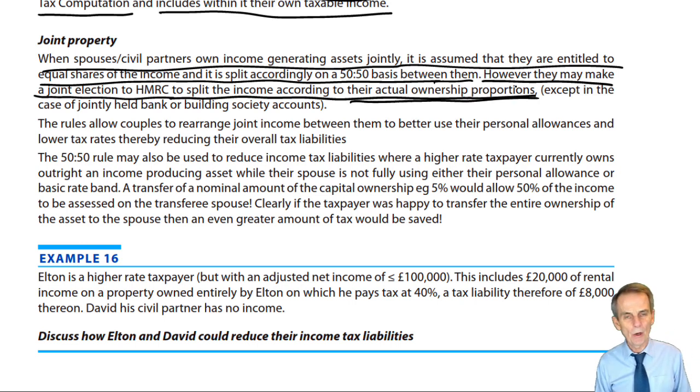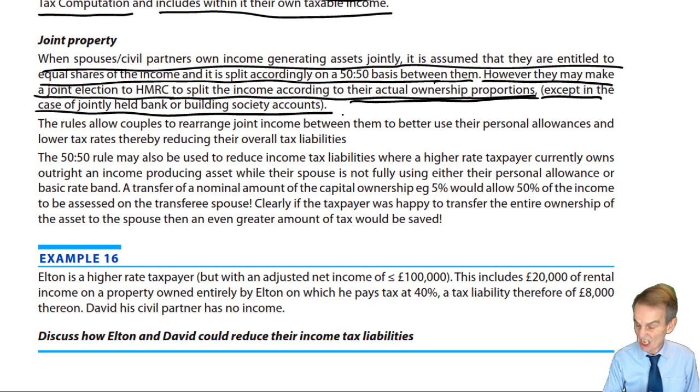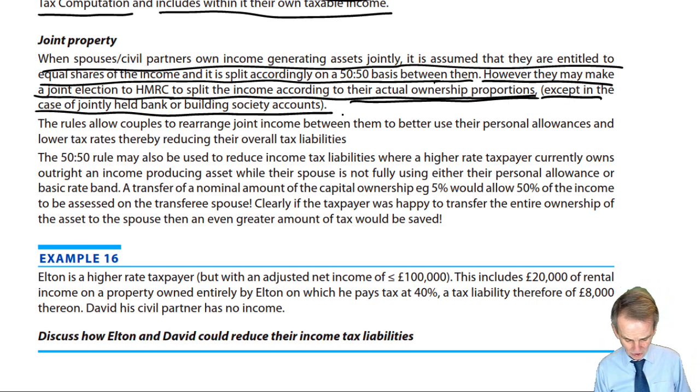Now, we're not talking about an election that allows the spouses to split that income assessment any way they like between them. That is not the case. If we move away from the 50-50 rule, the election is to go for actual ownership. If we're talking about actual ownership, we can't really do that in the form of bank interest. So, except in the case of jointly held bank or building society accounts in joint names, it is the 50-50 rule. This election does not apply.